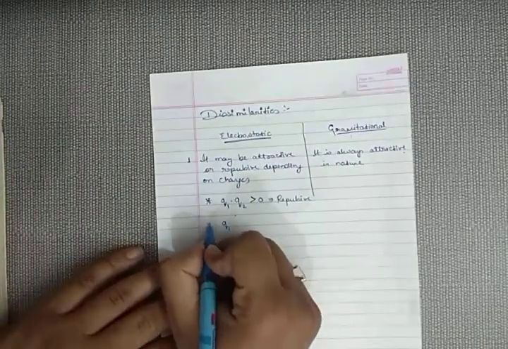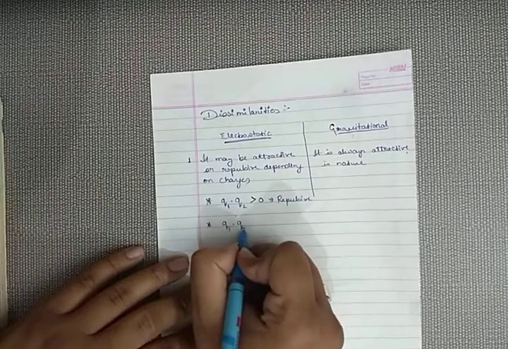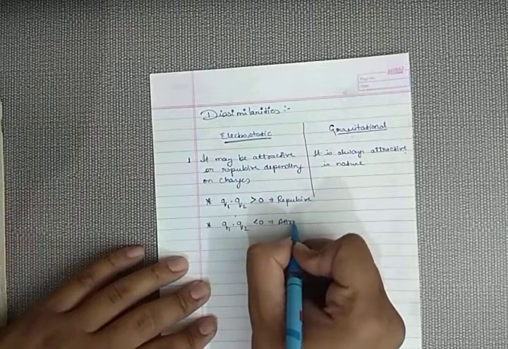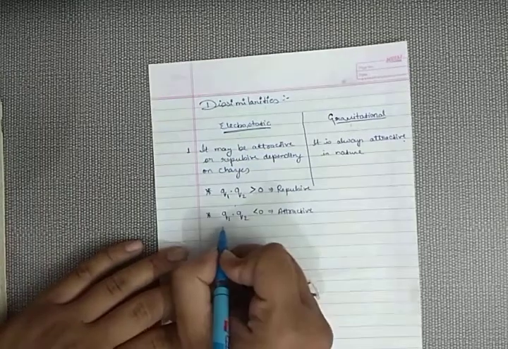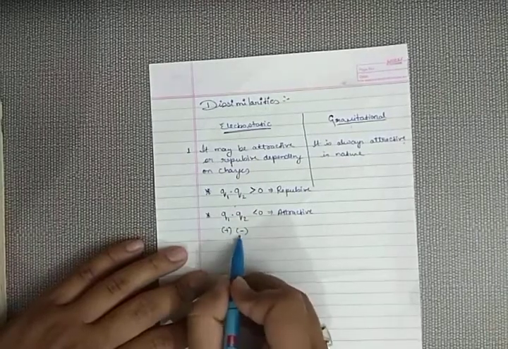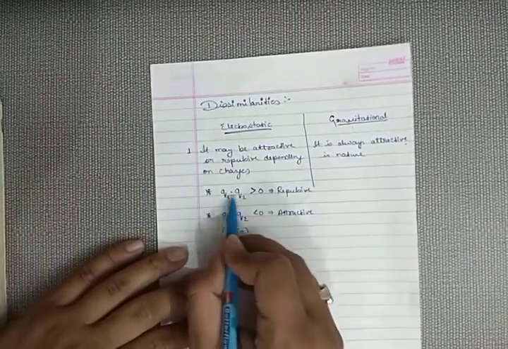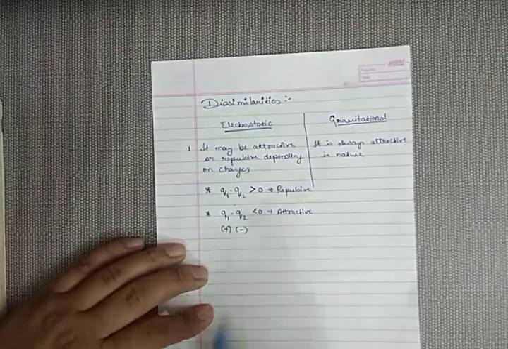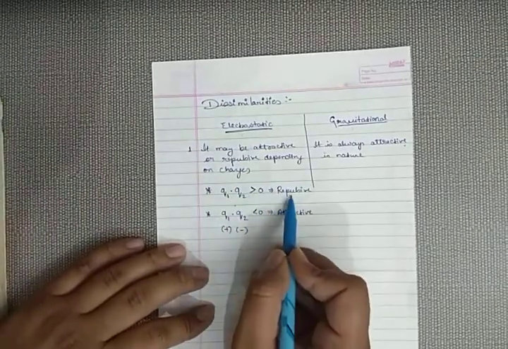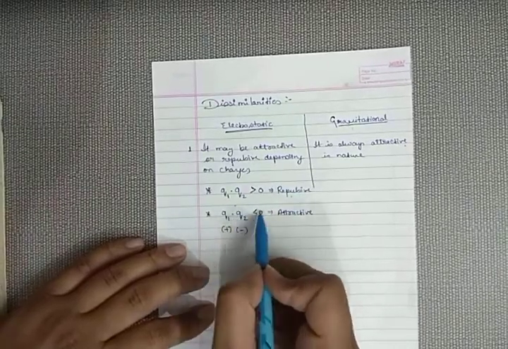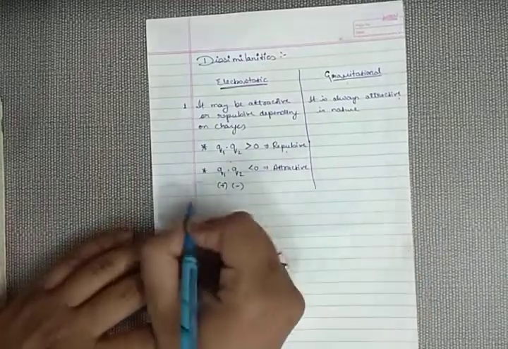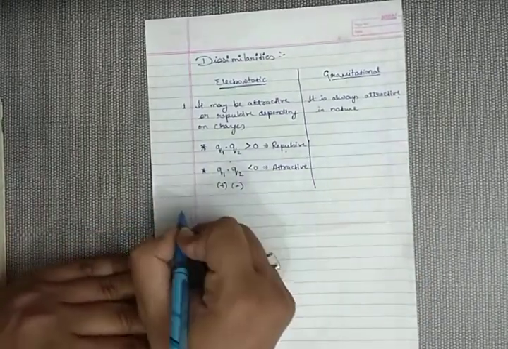And if q1 q2 is less than 0, then the force is attractive. Less than 0 means if one is positive, the other will be negative. Opposite charges attract each other, similar charges repel each other. So you have to remember that if q1 q2 is greater than 0, the nature is repulsive, and if q1 q2 is less than 0, then the nature is always attractive. This is the first dissimilarity between them.